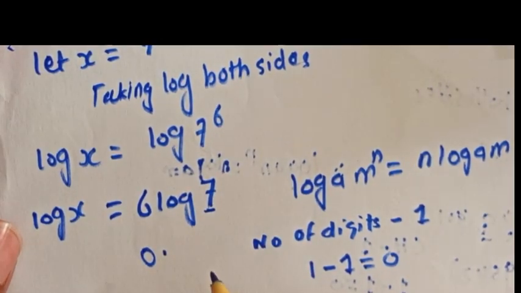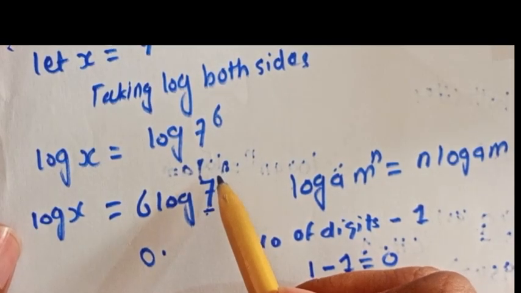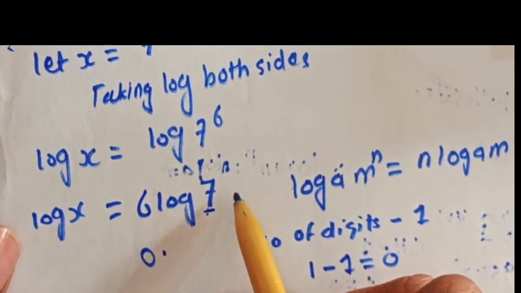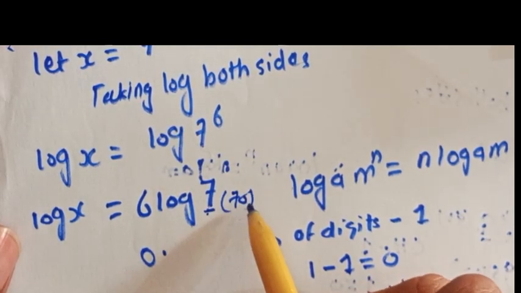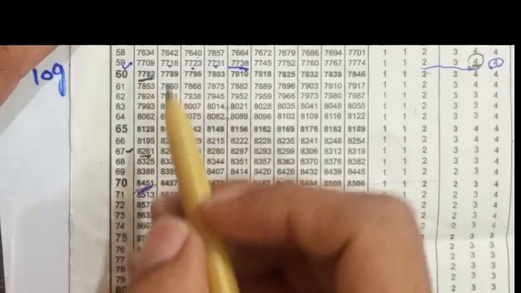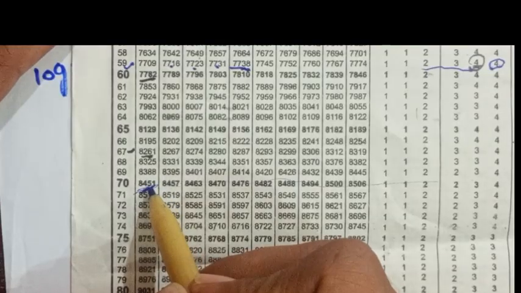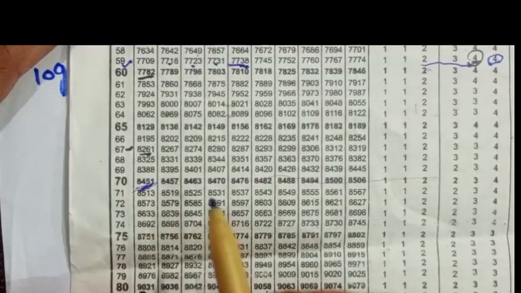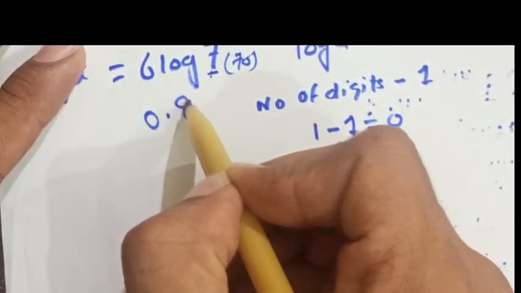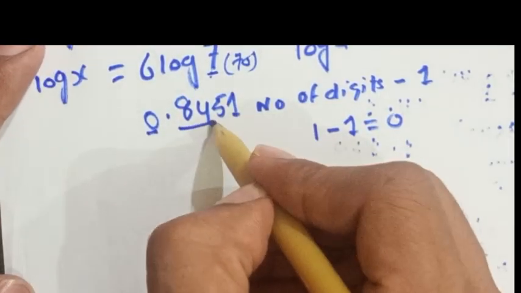For finding out the mantissa, I need to take 7. But as you know, the logarithmic table starts with 10, meaning 2 digits. So I will take 70 instead of 7, adding an extra 0 to take out its mantissa. I will find the value of 70 in the 0 column, that is 8451. So I will write 8451.